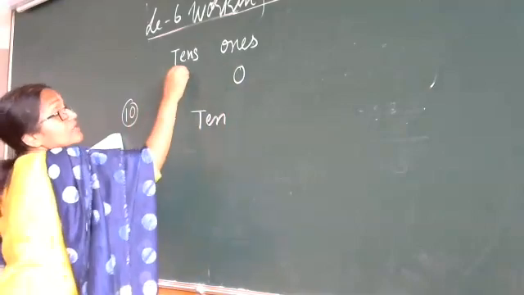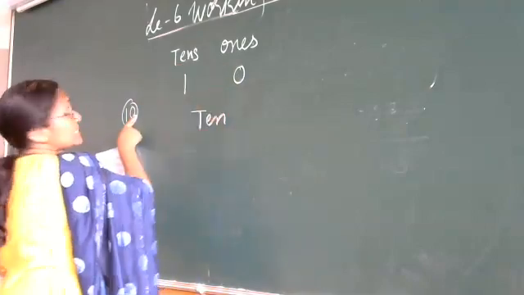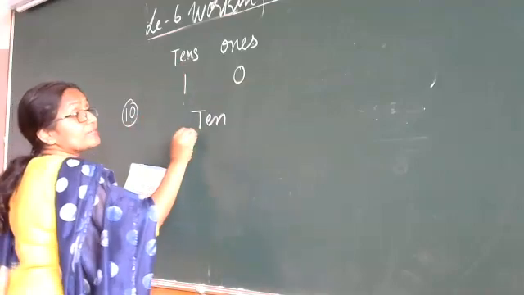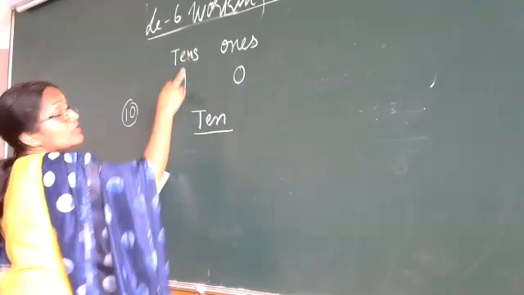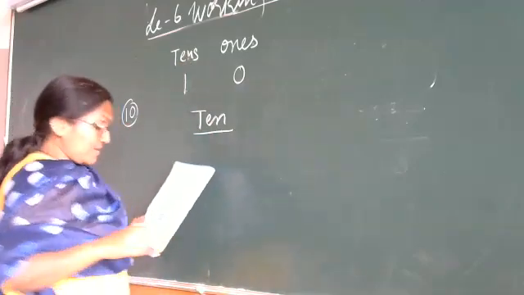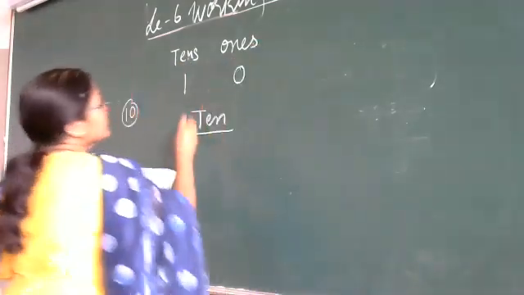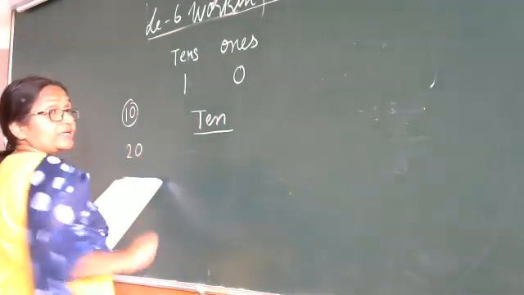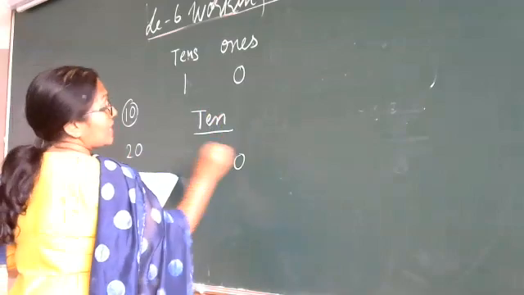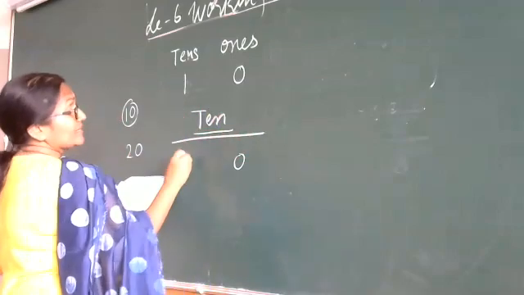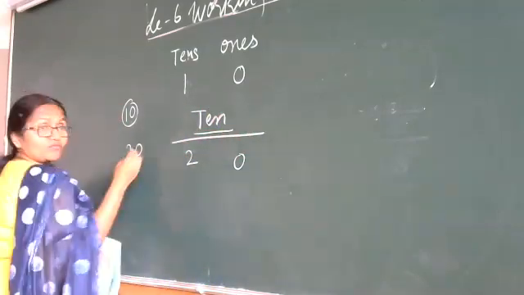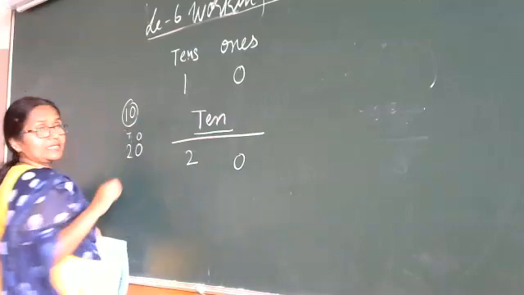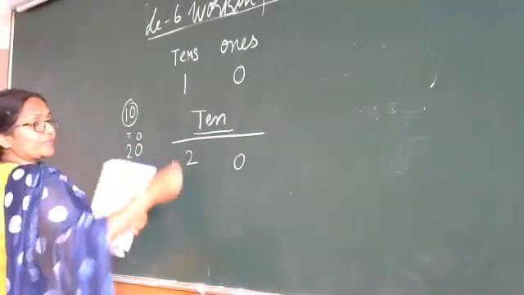So one is in tens place. Zero is in ones place. One ten is so it becomes ten. So ten is in one. The same here. If it is 20, 0 will come in ones, 2 will come in tens. Here, always the first number is ones, 2 is in tens. So 2 will become.